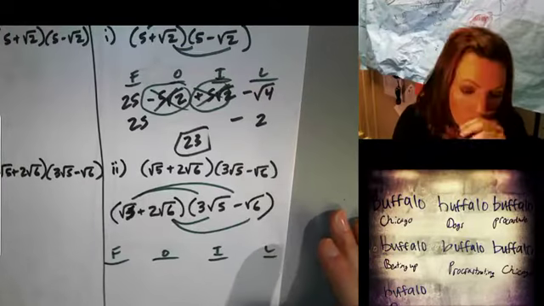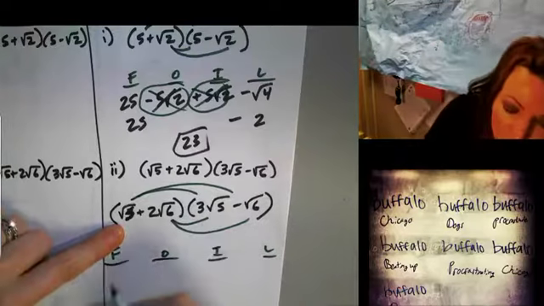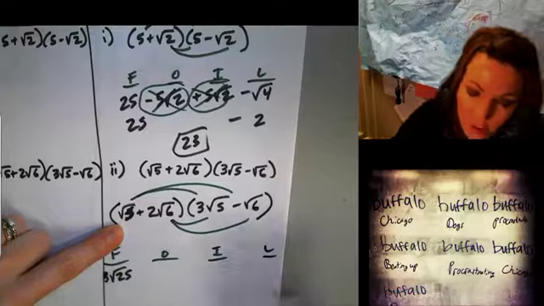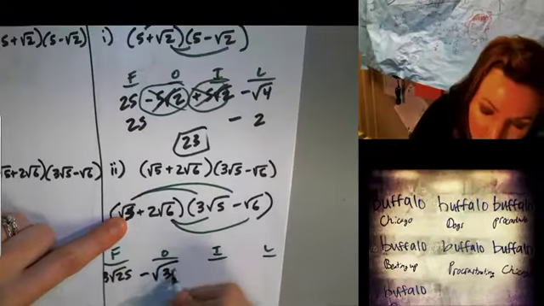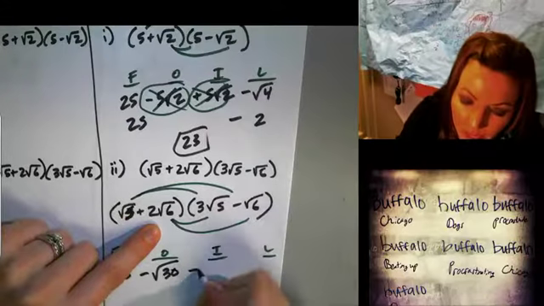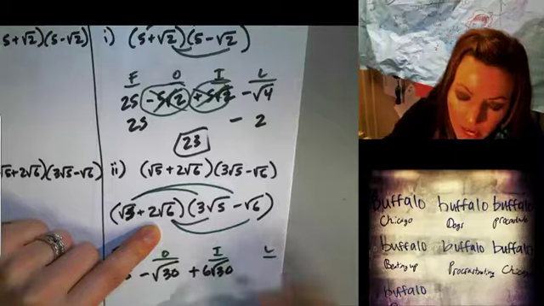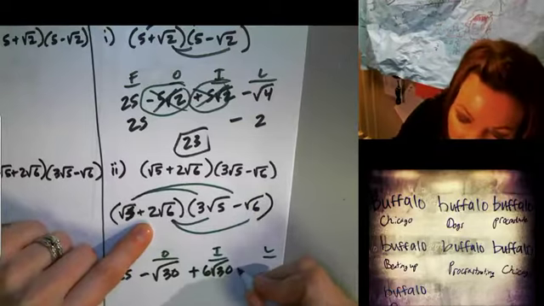Okay, here we go. Root 5 times 3 root 5. That is 3 root 25. Outer, we have root 5 times negative root 6. That's negative root 30. Then the inner, 2 root 6 times 3 root 5. That is 6 root 30. And then the last one, we have 2 root 6 times negative root 6. That is negative 2 root 36.